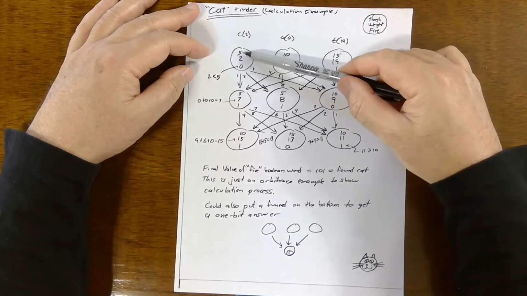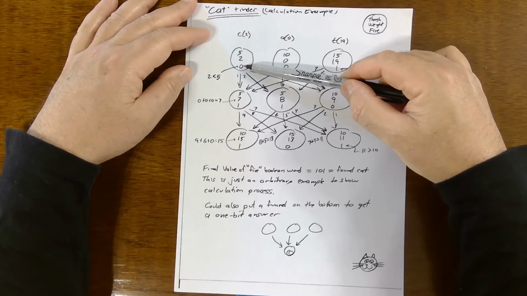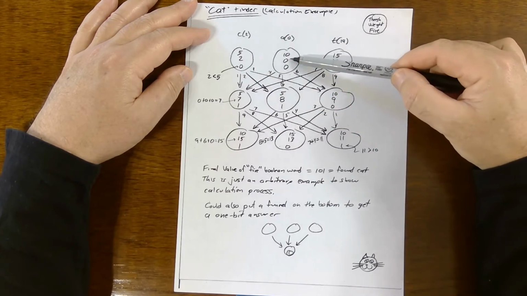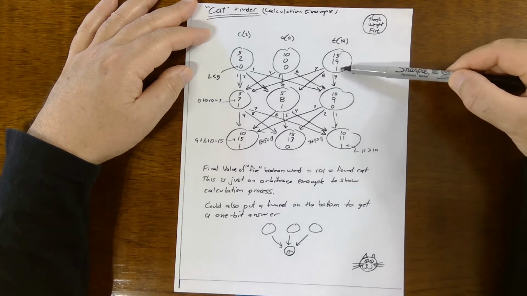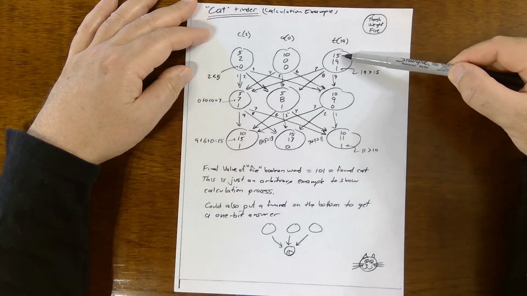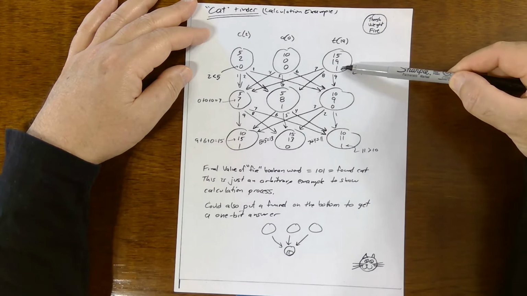So this node here, the effective weight is less than the threshold, so the Boolean fire is 0. So this node will not fire. This node here, same thing, this will not fire. This one will fire because the effective weight 19 is greater than 15. Okay, so no fire, no fire, fire.